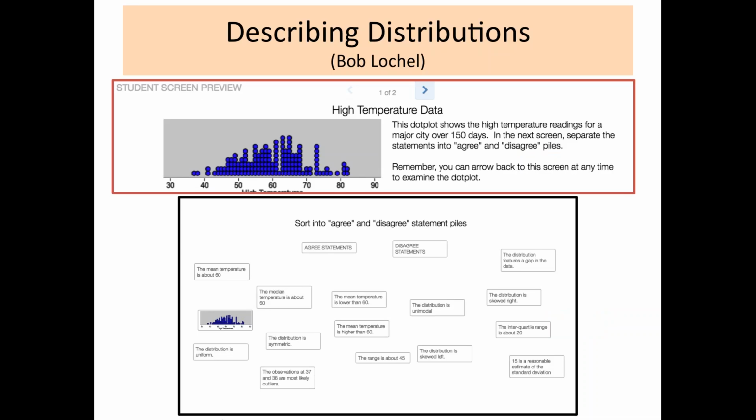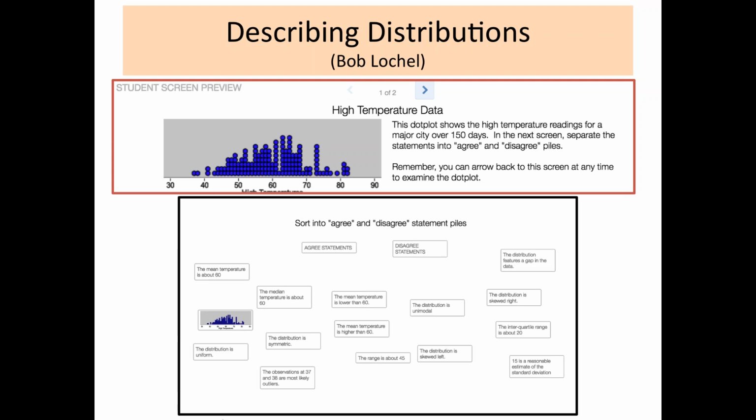Just to see some examples here, this is another card sort example by Bob Lochel. He's very big in statistics, since he has one here with describing distributions. And again, what Bob did with the Desmos tool is he started with screen 1, which is the top part where it says high temperature data. And it says this dot plot shows the high temperature readings for a major city over 150 days. In the next screen, separate the statements into agree and disagree piles. Remember, you can arrow back to this screen anytime you want.